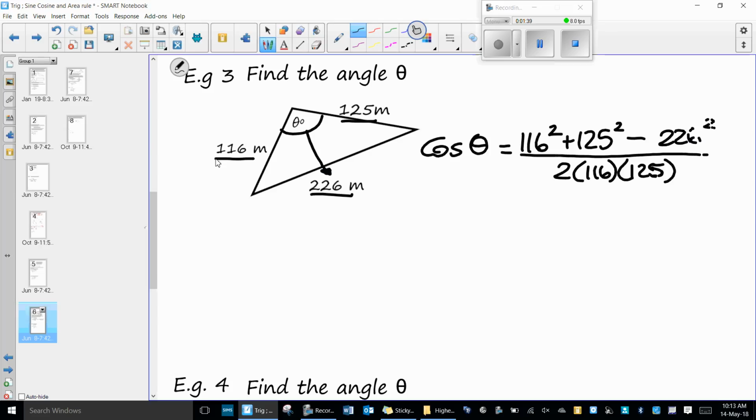So we're trying to find an angle, so that final step is going to be that theta is cos to the minus 1 of that answer.